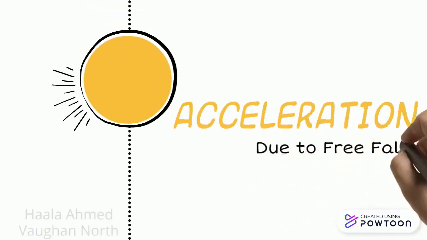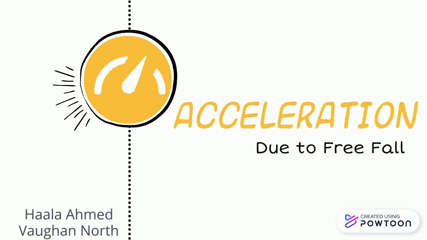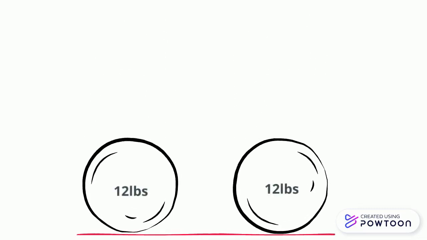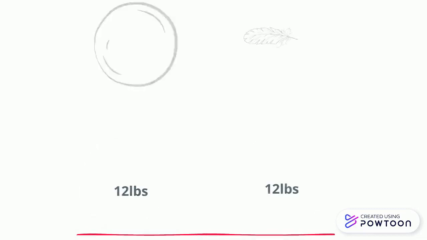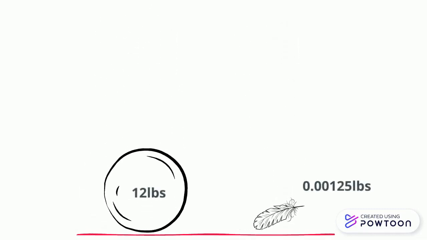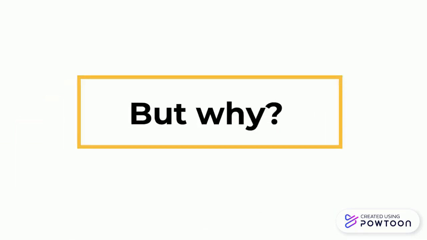Acceleration due to freefall. When you drop two objects with the same weight from the same height, we're all aware that they will land at the same time. But did you know that if we were to drop two objects with different masses from the same height, they will also land at the same time? But why is this?